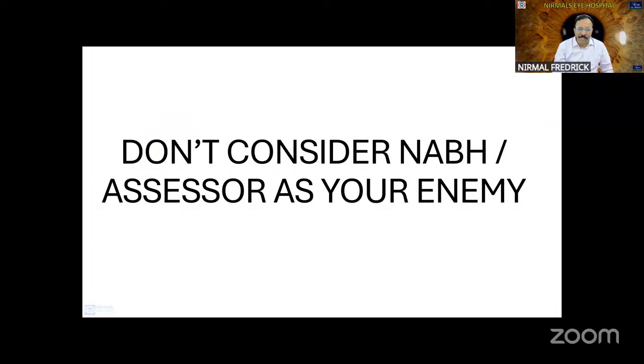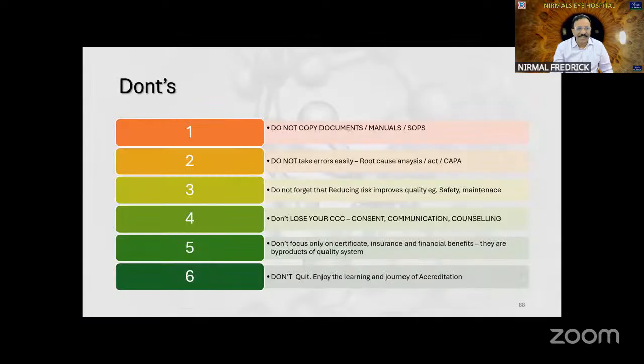And this is very important: don't consider NABH or the assessor as your enemy. Treat them as your colleagues to help you in the accreditation journey. So these are the important don'ts. Do not copy the documents, manual or SOPs, and do not take errors easily. Identify the root cause and act on it. Corrective action and preventive action is very, very important, because reducing risk is very important in healthcare now, particularly related to safety and maintenance.